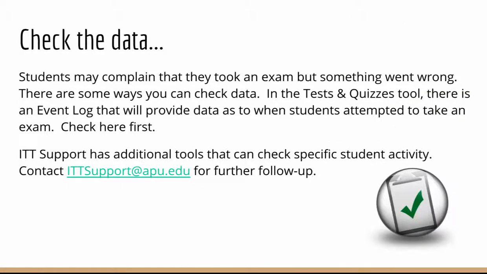Often students complain that they took an exam but something went wrong. There are some ways that you can check data to verify this. In the Tests and Quizzes tool, there is an Event Log tab. Clicking on this will allow you to see data showing when students attempted to take an exam, how much time they used, and some other details. If you have a question, check there first. ITT Support has additional tools where we can check specific student activity further. Should you need our assistance, again, contact us at ITT support at apu.edu for further follow-up.